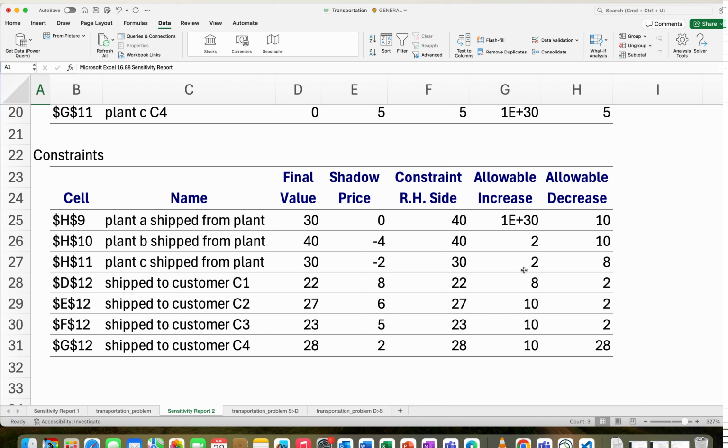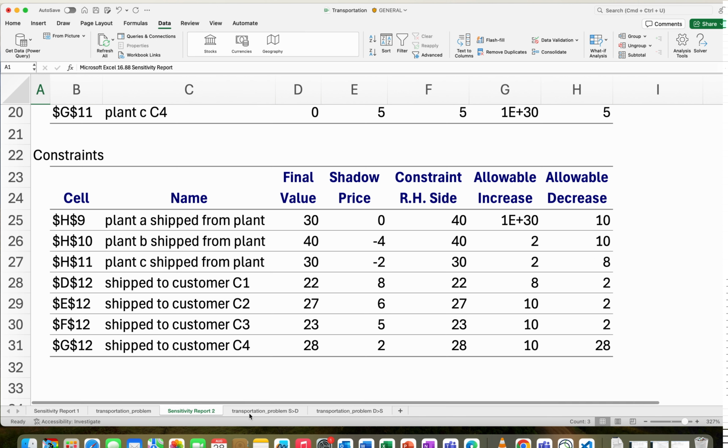But the allowable increase is just 2 units, and similarly the allowable decrease would be 10 and 8, within which the solution will not change. When I say that the optimal solution would not change, I mean the route decision variables will not change between these ranges of changes.